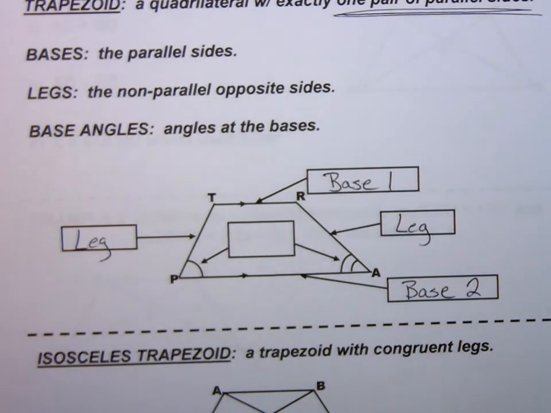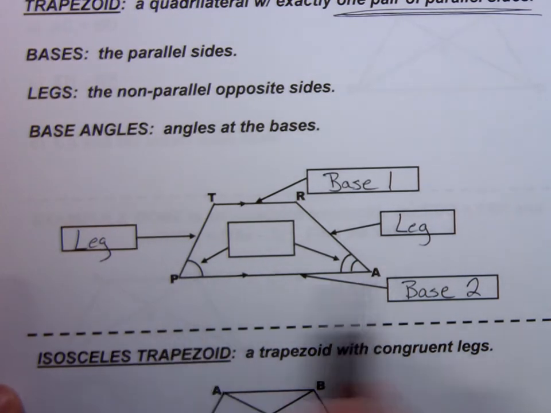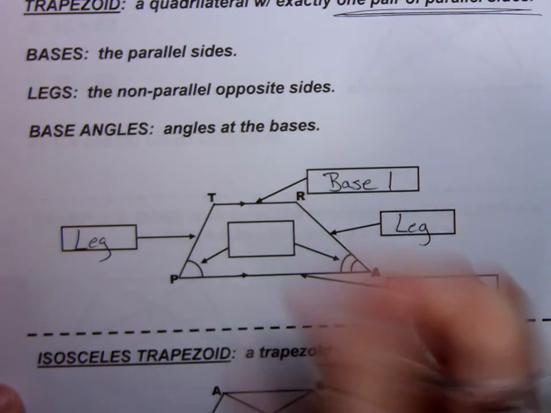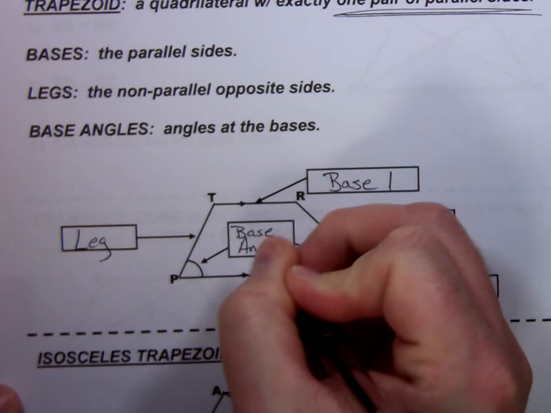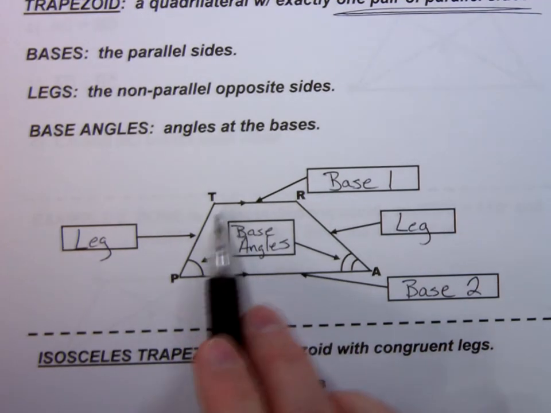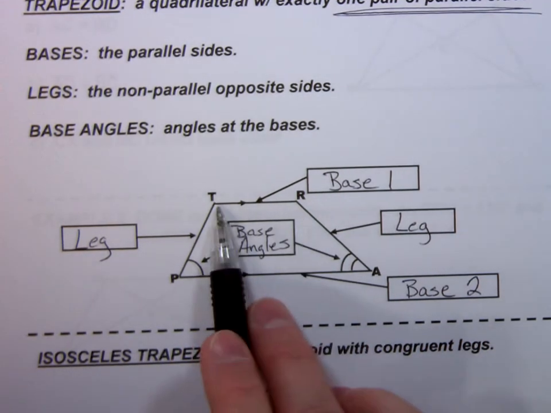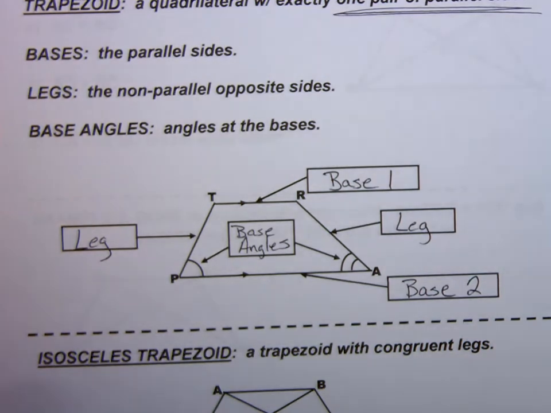And then base angles are angles at the bases. So this was one base. The two angles that are connected to this base, that's a pair of base angles. And then you actually have another pair of base angles that's not shown in the picture here, but you have another base, and so the two angles that would be connected to that base, that's another pair of base angles. So you've got two pairs of base angles because you have two bases. Alright, so those are the parts of a trapezoid.